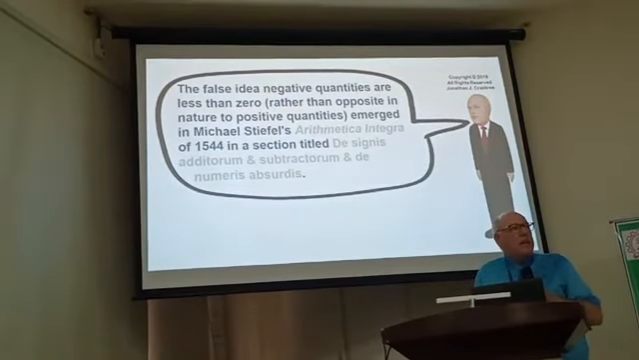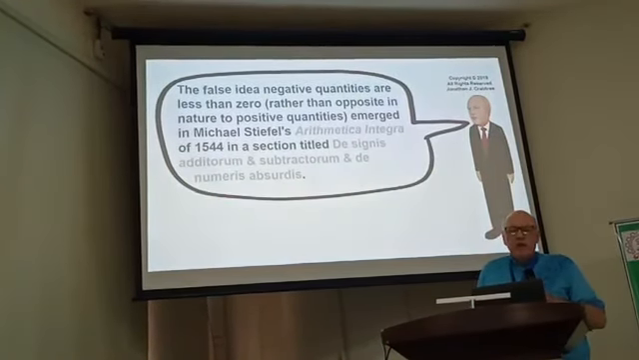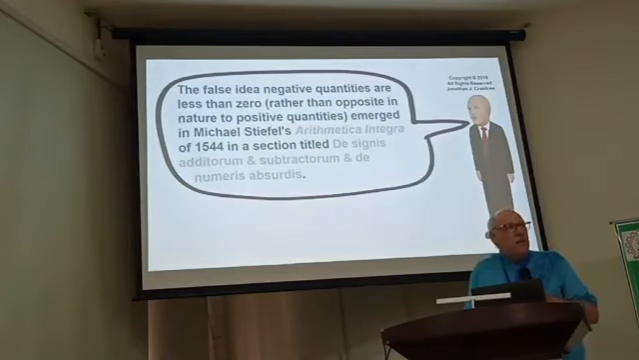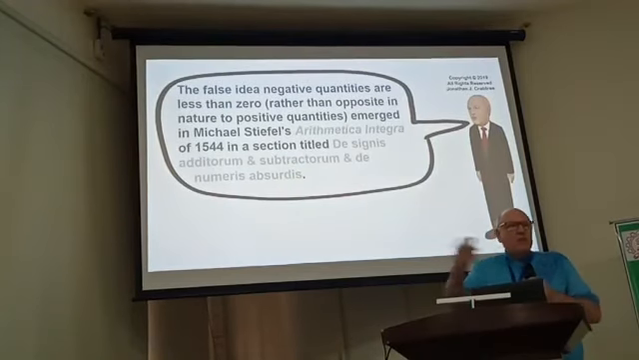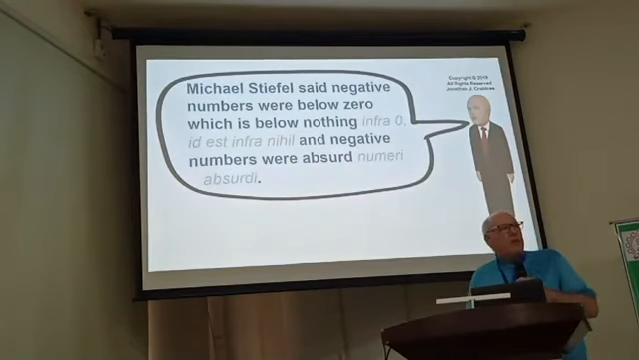The false idea that negative quantities are less than zero, rather than opposite in nature to positive quantities, emerged in Michael Stifel's Arithmetica Integra of 1544, in a section titled The Signs of Addition and Subtraction and of Absurd Numbers. India's numbers are absurd. They just could not understand what on earth might possibly be there. So Michael Stifel said negative numbers were below zero, which is below nothing, and therefore, because negative numbers were less than nothing, they were absurd.